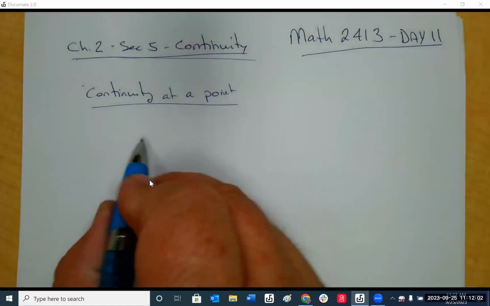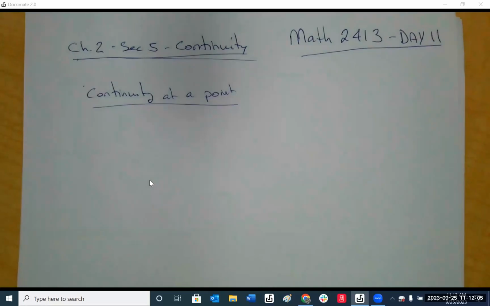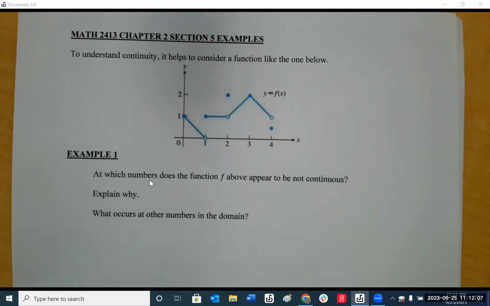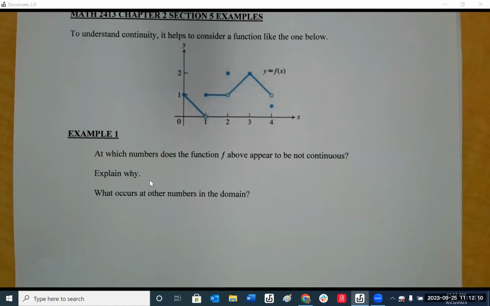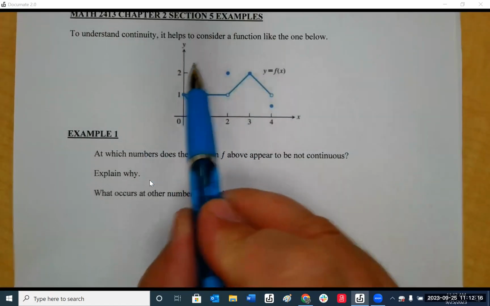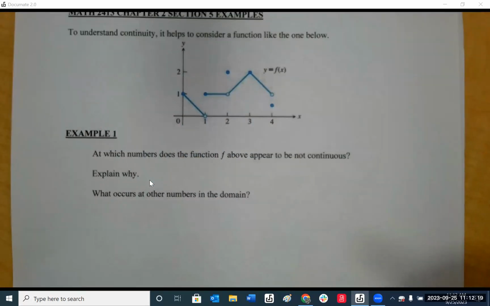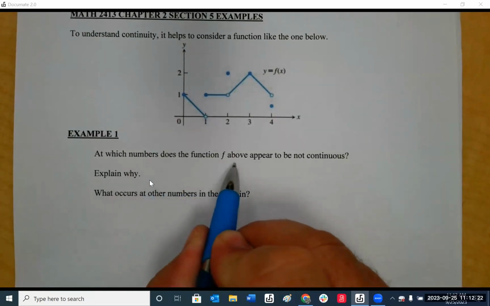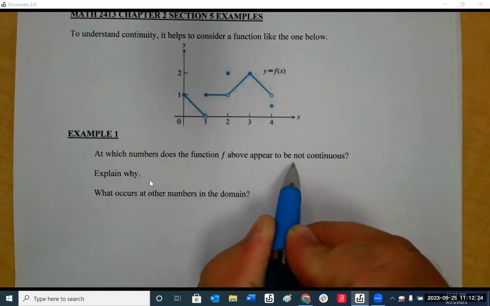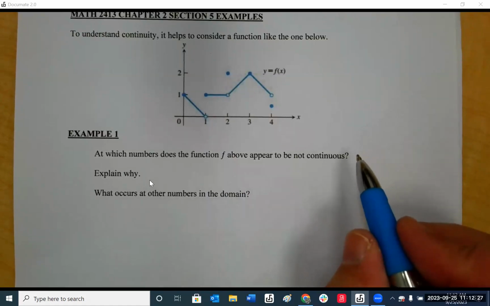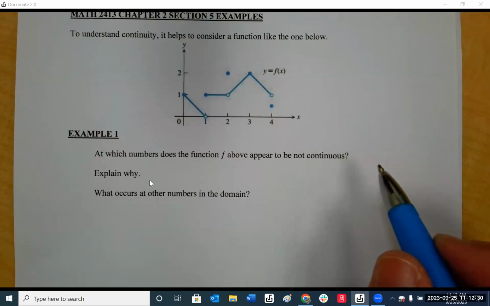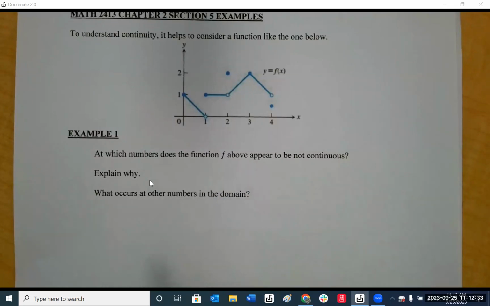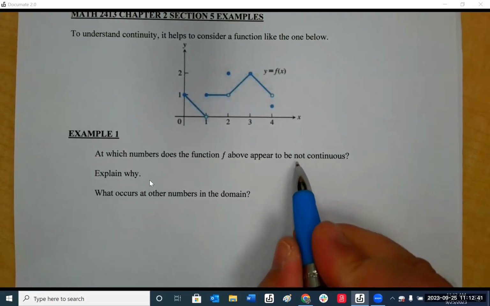All right. Let's look at an example first. To understand continuity, it helps to consider a function like the one below. At which points does the function f not appear to be continuous? And what occurs at the other numbers of the domain? So what do you notice here? Where is it not continuous?